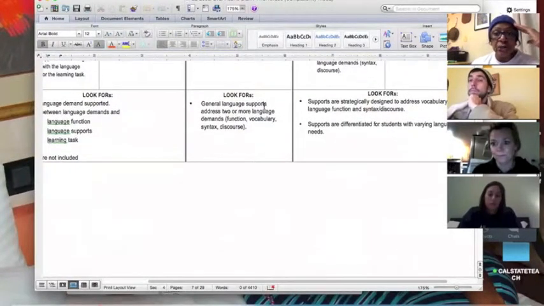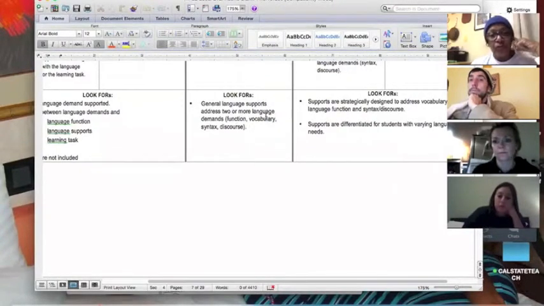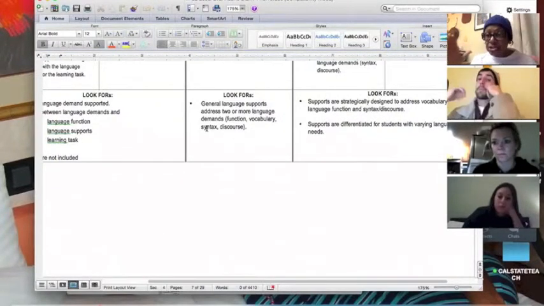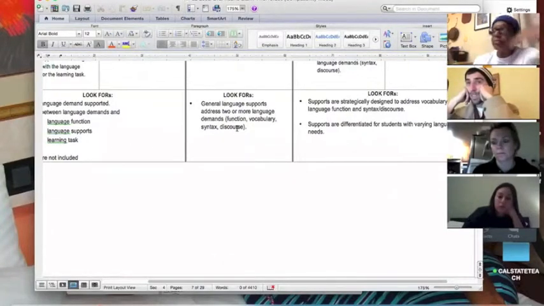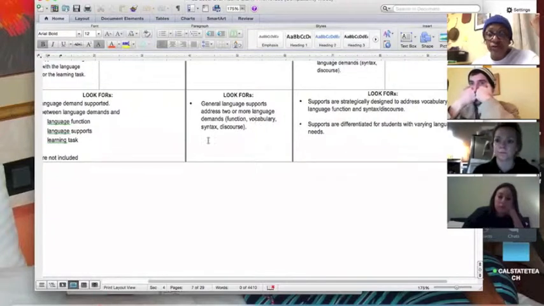See, right here, general language supports address 2 or more language demands. Function is just, it's a verb. This is the word. Syntax is they can actually say it well, they know how to make a complete sentence using that. And then discourse is just the ability for them to talk. All right, so those are the 4 things that you'd like to engage in whatever it is you're doing.